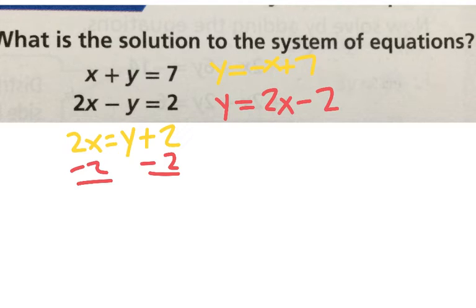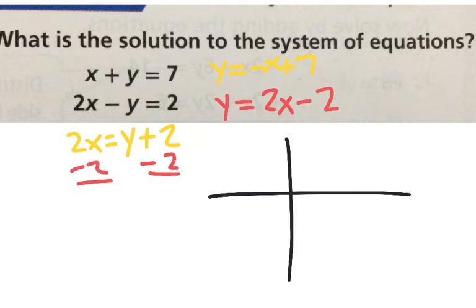Then we could either put those in our graphing calculator, or if we graph them by hand, how could I graph this by hand? This has a y-intercept of 7, so I go up to 7. Then I would use a slope, which is negative 1: down 1, right 1, down 1, right 1, down 1, right 1. Here is the line, the yellow graph.